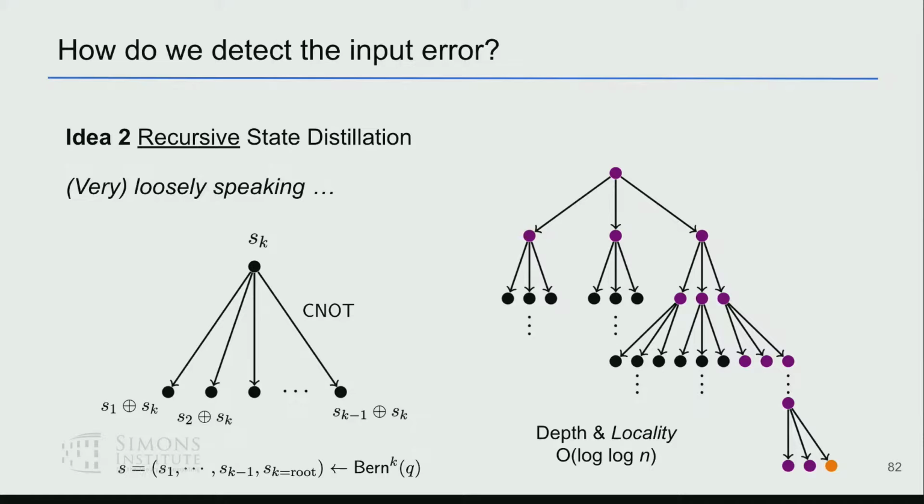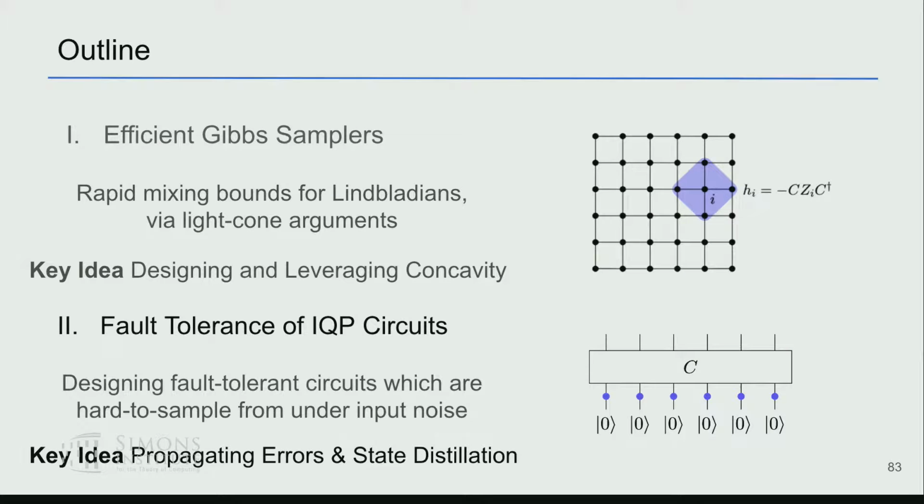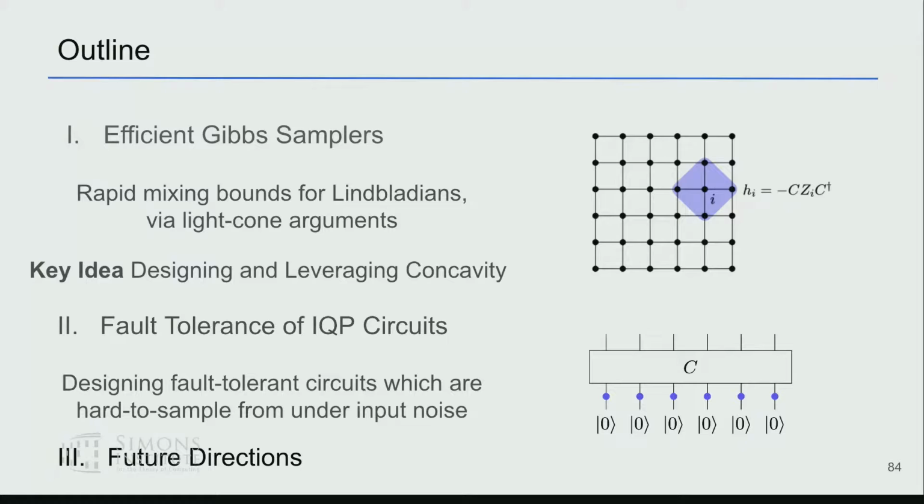Great. So that was the sketch of the fault tolerance claim. With that, I can conclude part 2, and to summarize, the key ideas are really just simple error propagation and a state distillation step akin to magic state distillation. And with that, I wanted to conclude by discussing some future directions. There are two, or I can pause for questions if there are any.